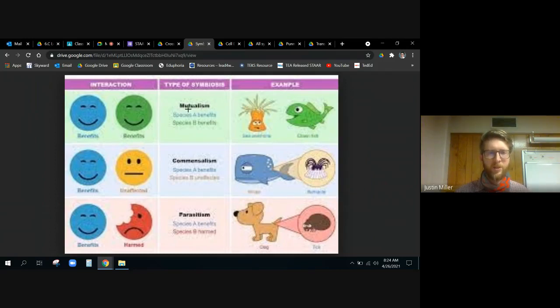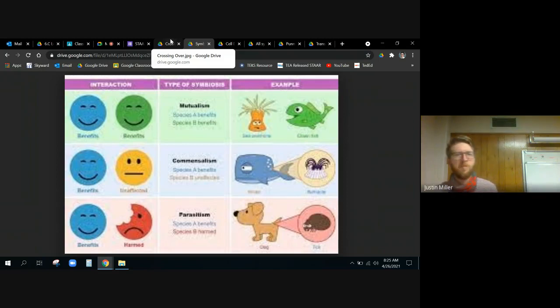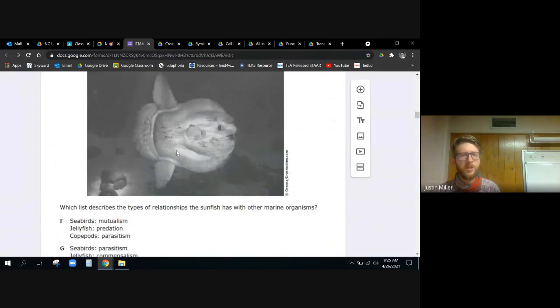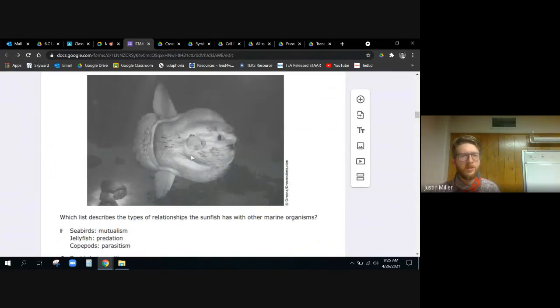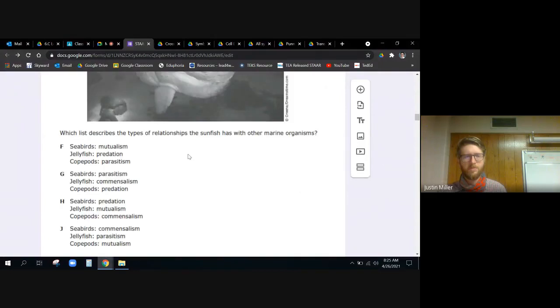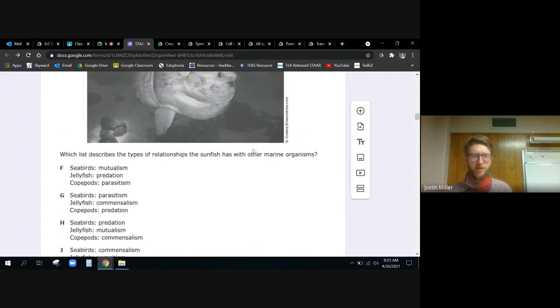These are the three symbiotic relationships. Remember, happy, happy, happy, meh, happy, sad. Happy, happy is mutualism, happy, meh is commensalism, happy, sad is parasitism. All right. So what type of relationship, though, do the jellyfish have with the sunfish? The sunfish are eating the jellyfish, so what would you call that? Think of a blank prey relationship. I'll let you go. Okay, let's try something else.